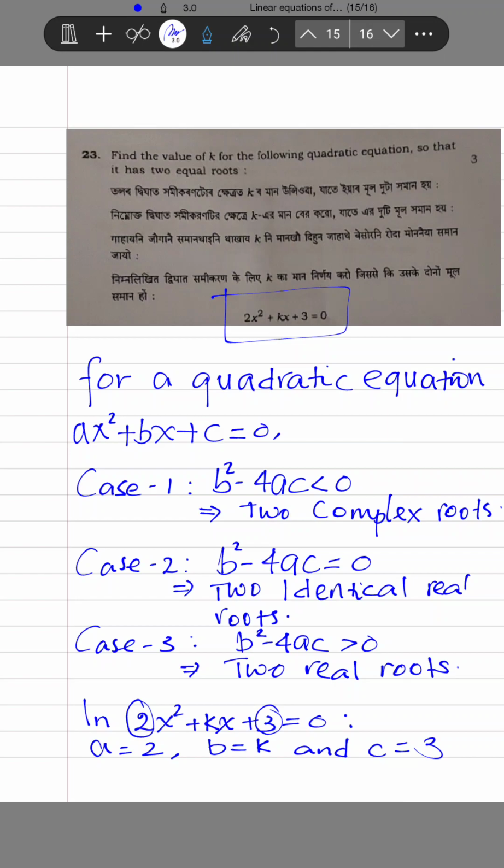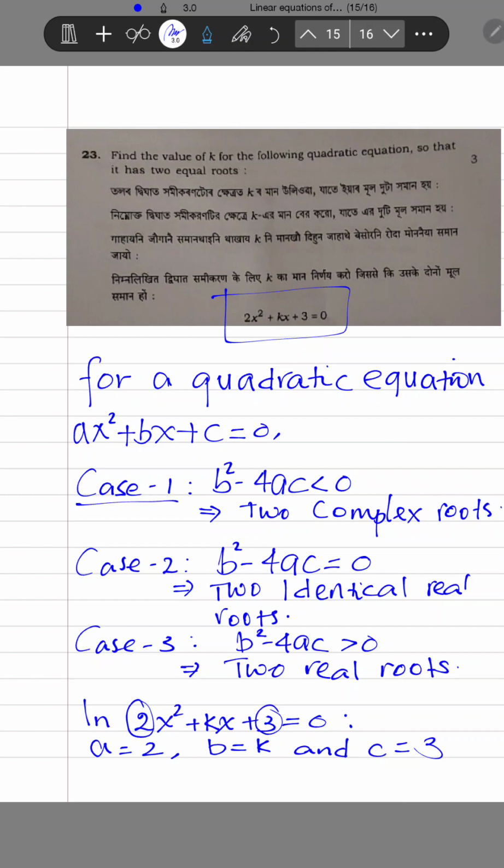All quadratic equations, in fact, will be having two roots in three cases. For the general form of a quadratic equation, ax squared plus bx plus c is equal to 0, we have three cases. Case 1: b squared minus 4ac is less than 0. In this case, we have two complex roots.